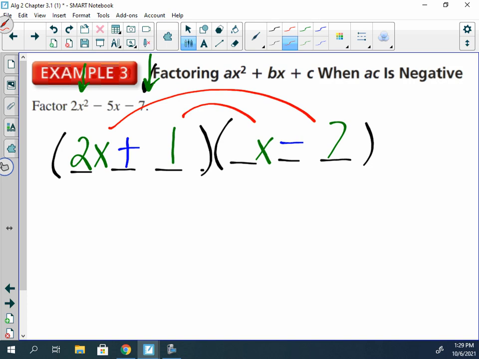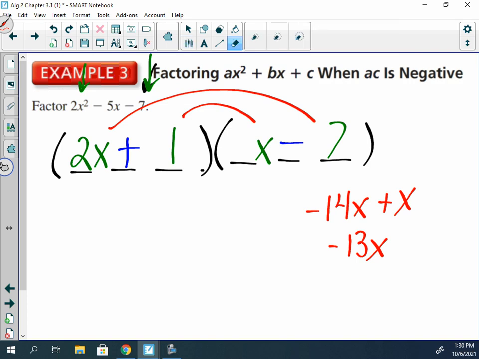2x times negative 7 would be negative 14x. 1 times x would be x, and negative 14 plus 1, or 1 minus 14, would be negative 13x. What did we want? Okay, so that's not the correct setup. So we can switch the 1 and 7 or the 2 and 1. What do we want to switch? So let's switch the 1 and 7 and see what happens.